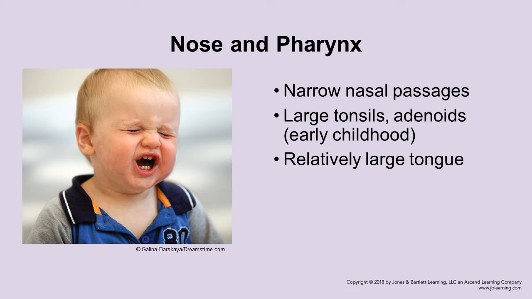Finally, children are known to have a relatively larger tongue than adults for their mouth size, and this is particularly true in some children, such as those with trisomy 21, as they have macroglossia, or a large tongue, which can obstruct their airway. Additionally, when children are lying on their backs in the supine position, the tongue can actually fall back into the mouth and obstruct their airway significantly further. So this is important information to keep in mind.